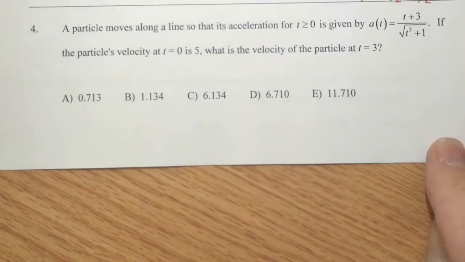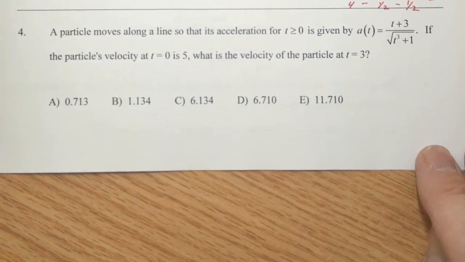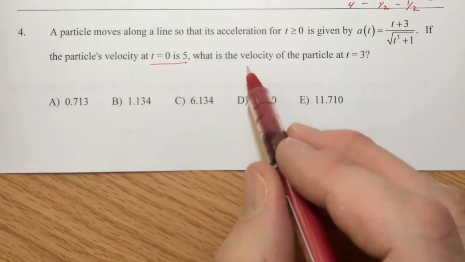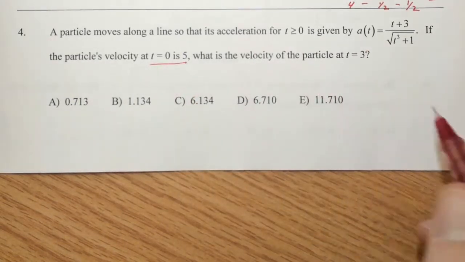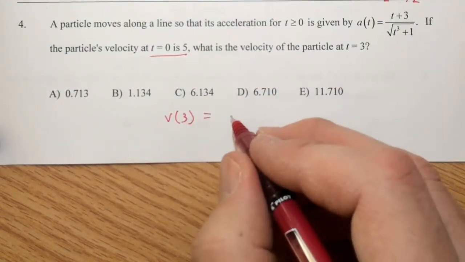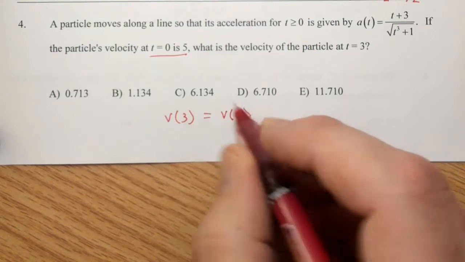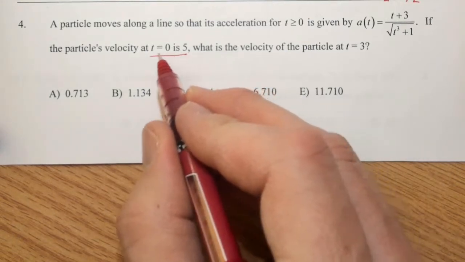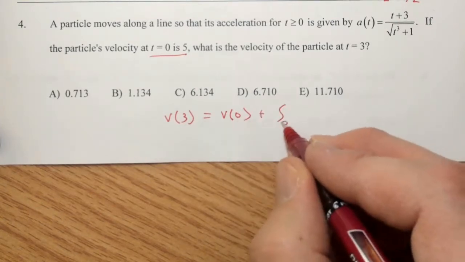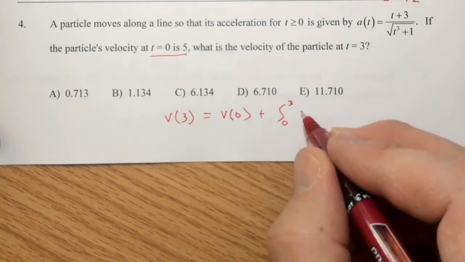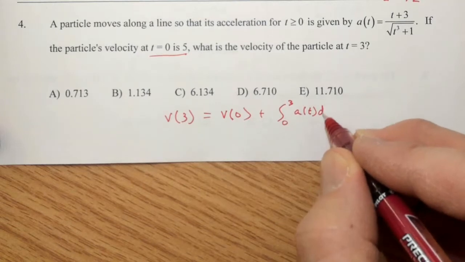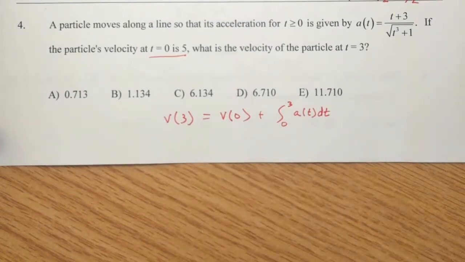And last but not least on this page, a graphing calculator problem. We're now given the acceleration, and we're given an initial condition, and we want to find the velocity of the particle at a certain point. So v of 3 is going to be v of 0, because we're told what the velocity is when t is 0, plus the integral from what we know, 0, to what we're trying to find, 3, of the derivative of velocity. And the derivative of velocity is acceleration. So there's our formula for getting our solution.